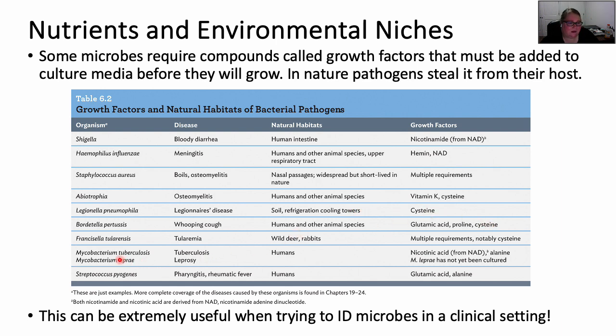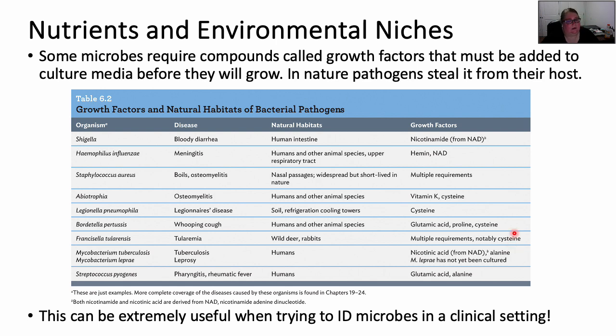Okay, mycobacteria need some interesting things. We haven't grown Mycobacterium leprae, the one that causes leprosy. We haven't been able to culture it yet, but we've been able to culture Mycobacterium tuberculosis. It's going to need nicotinic acid from NAD, and alanine in order to grow.